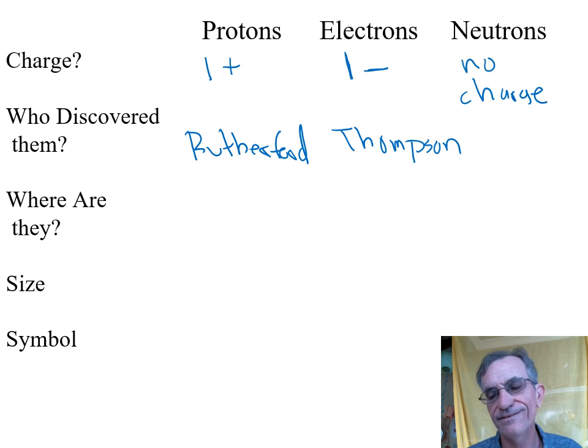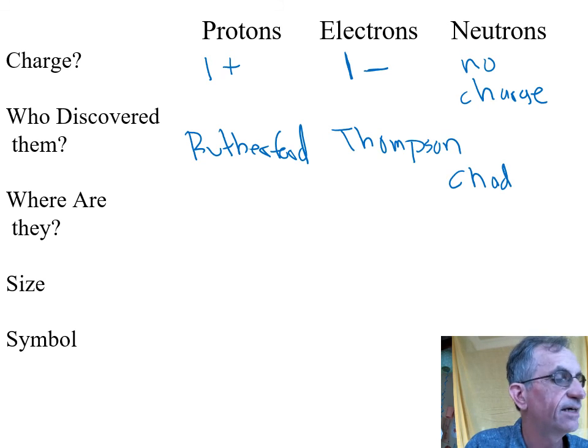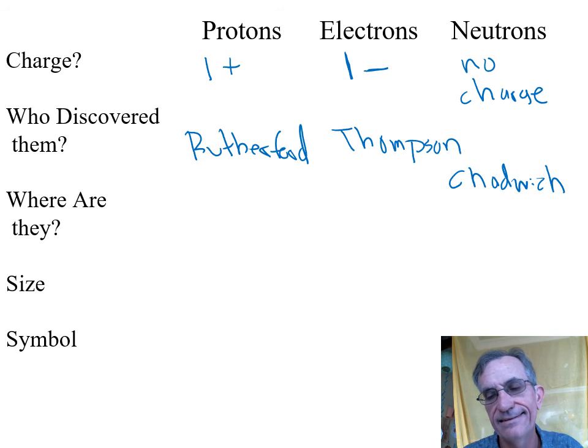Now, the neutron was the last particle to be discovered, and most books don't even mention who discovered it. What a shame for this guy. Your textbook doesn't even talk about him. But the guy who discovered the neutron was James Chadwick. He gets shortchanged in all these textbooks, I don't know why. So Chadwick discovered the neutron. I haven't mentioned that one yet.